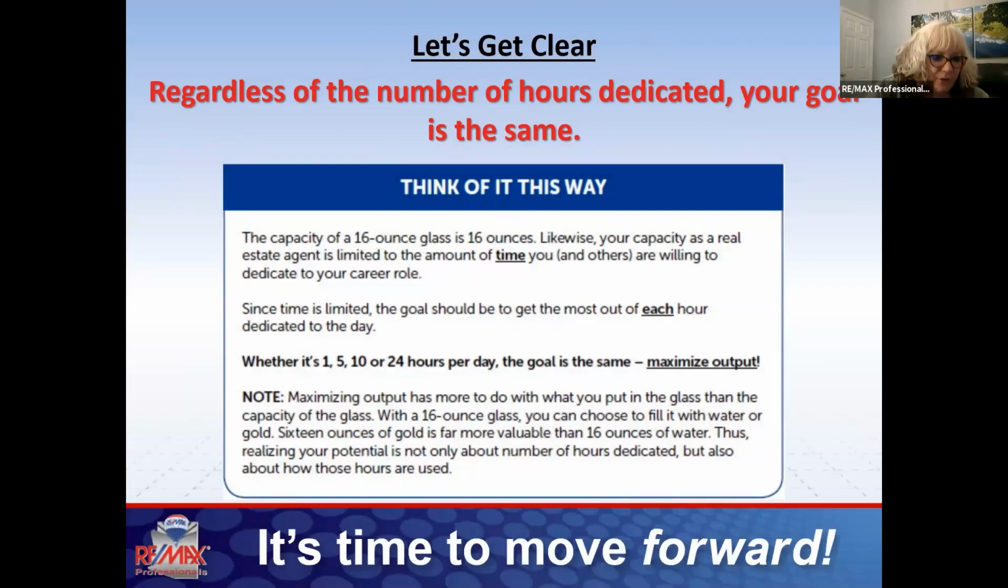Okay. So getting clear, so your AMS, right? Activities Management System. So regardless of the numbers you dedicate, your goal is the same. And so when you think about a 16-ounce glass of water, right? It only holds 16 ounces, okay? So whatever the time is, get the most out of those hours.